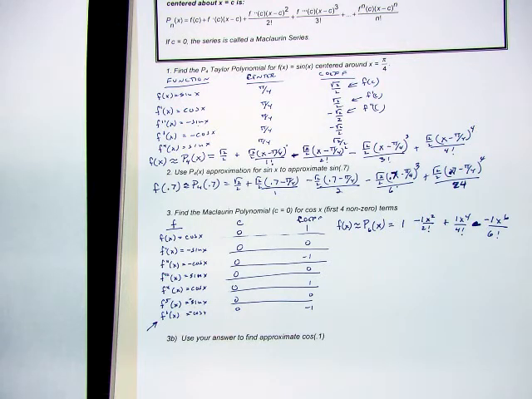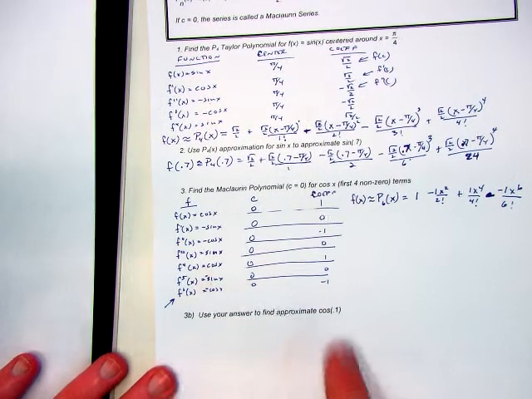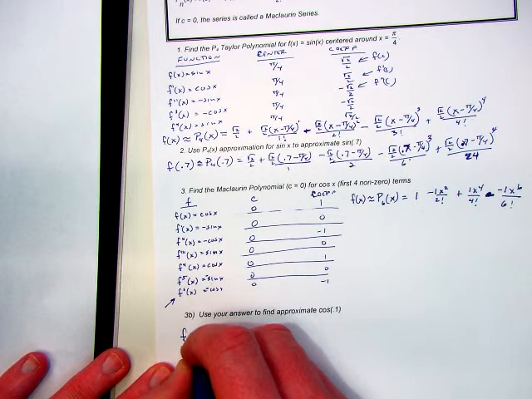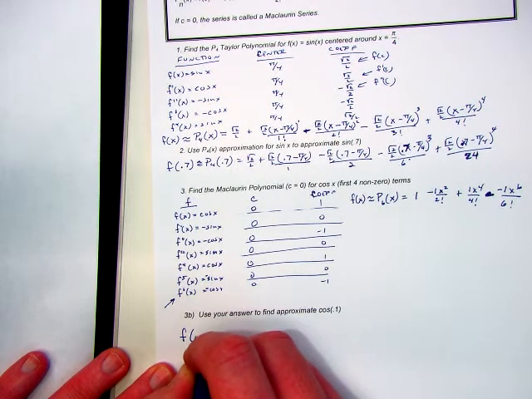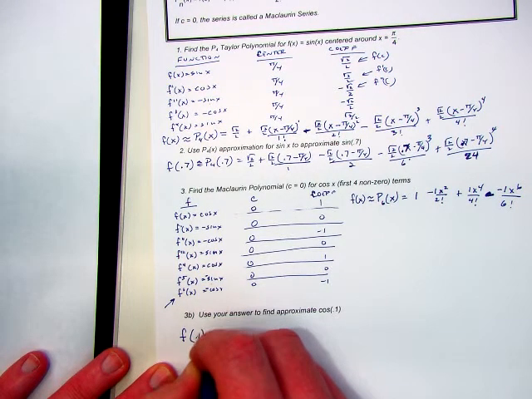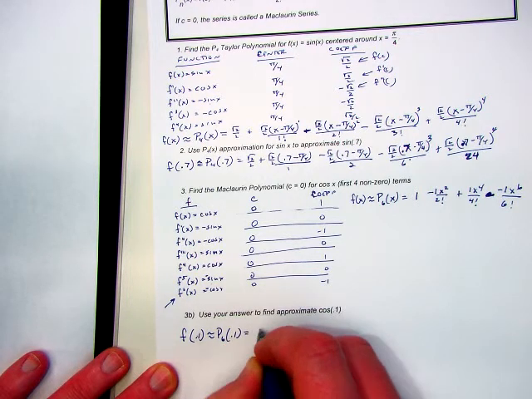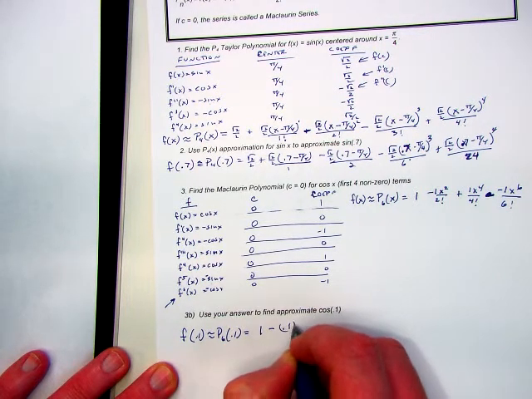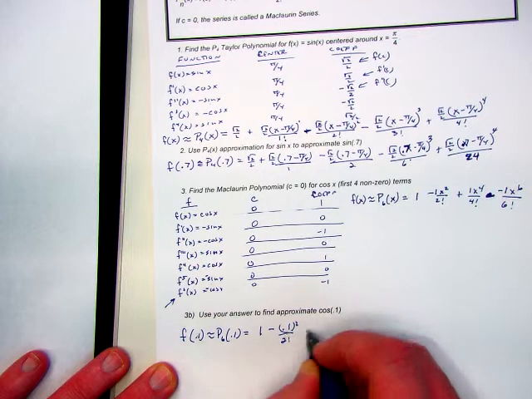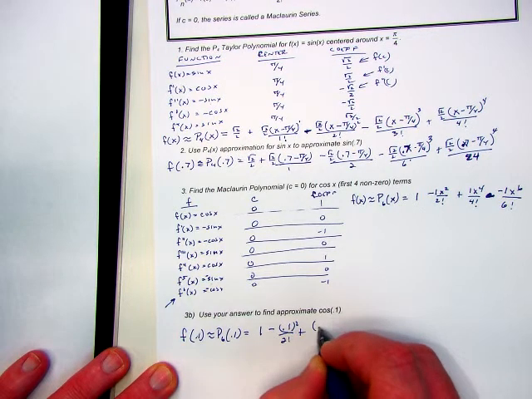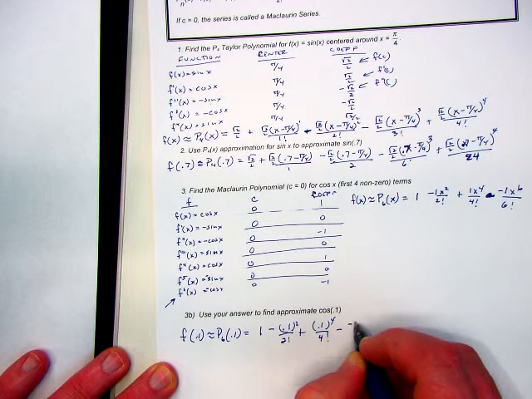Okay, your last one is to approximate at 0.1. Well, I luckily did this ahead of time. So I'm going to say f of 0.1 is approximately equal to P6 of 0.1, which is 1 minus 0.1 squared over 2 factorial plus 0.1 to the fourth over 4 factorial. Yes, you have to show the substitution. Negative 1 times 0.1 to the sixth over 6 factorial.